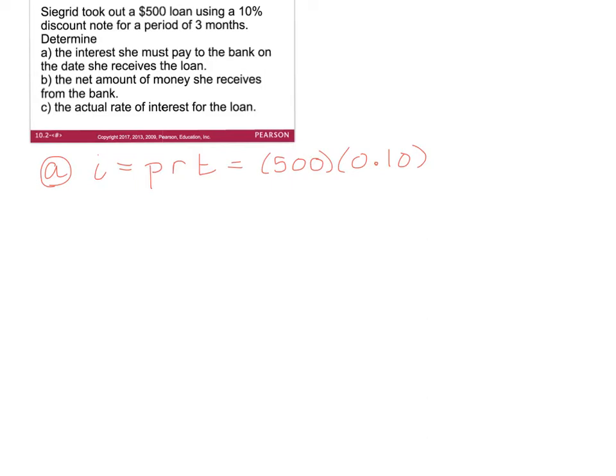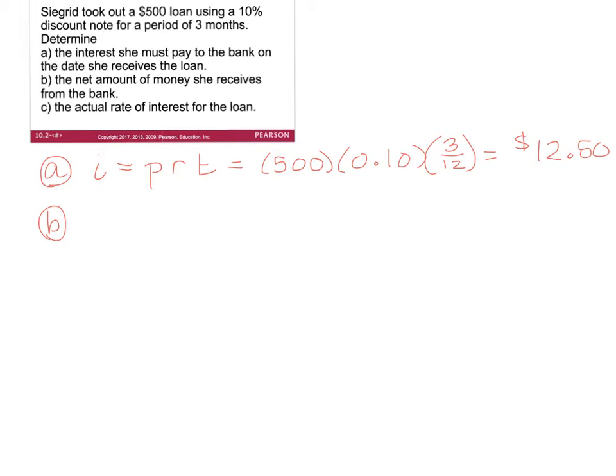So she's going to borrow this money for 3 months. And remember, there's 12 months in a year, so we need to convert this to a year by taking that 3 and dividing it by 12. Then you can just multiply straight across. 500 times 0.1 times 3 divided by 12. And she's going to pay $12.50 interest. Okay, so this has to be paid in advance. Now, on a discount loan, that comes off the top of the $500.